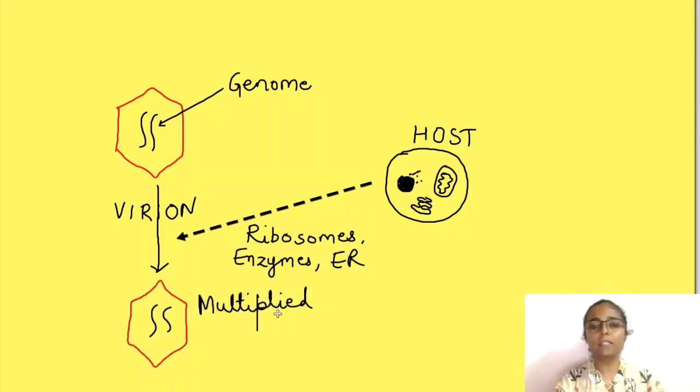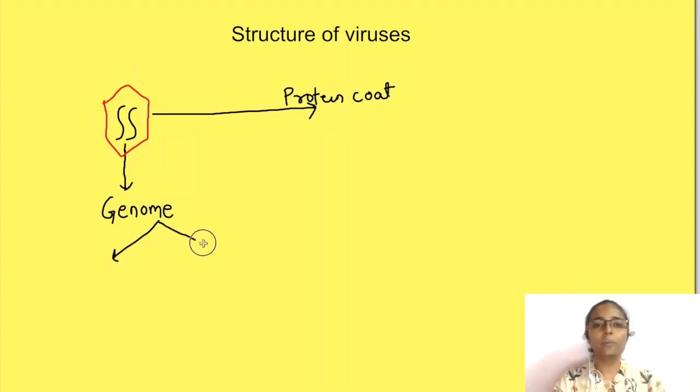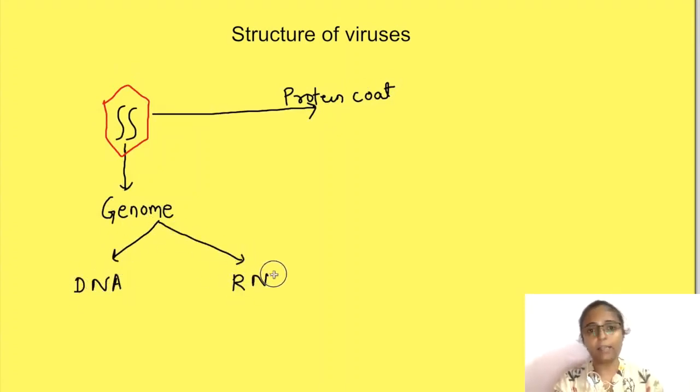So, first we will discuss the structure of viruses in general, and then we will see the aspects particular to coronavirus. All viruses have a genome, which is surrounded by a protein coat known as capsid. The genome may be either DNA or RNA, but never both. This is in contrast to all other organisms, which have both DNA as well as RNA.